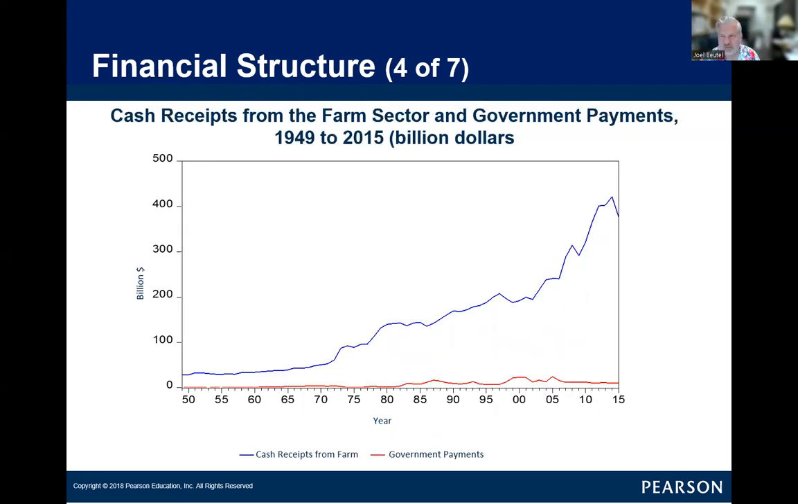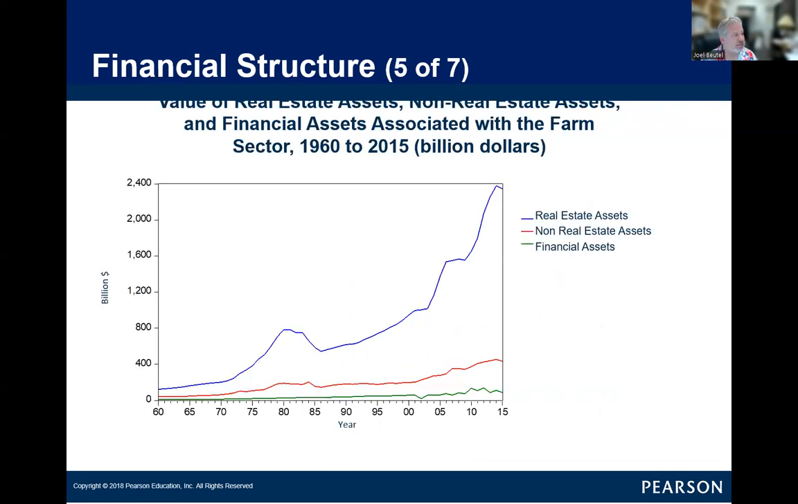So cash receipts from the farm sector and government payments. And so what you can see is government payments have been fairly flat since they've been introduced really in the 70s. They hit some spikes, but for the most part, they've been flatlined, whereas cash receipts have gone up over time. And this is the value of real estate assets and non-real estate assets and financial assets. And so you can see that relationship, but most of the change has really been in the value of the real estate. Your equipment hasn't gone up in value as much as the real estate has changed.